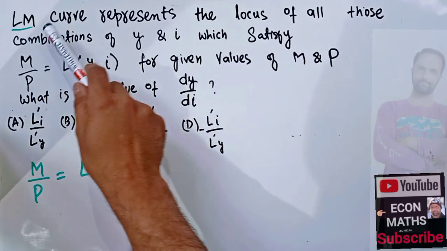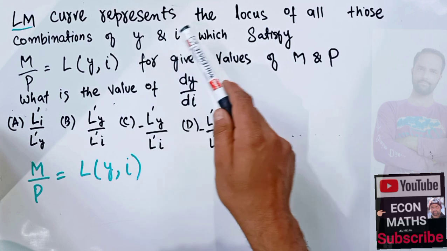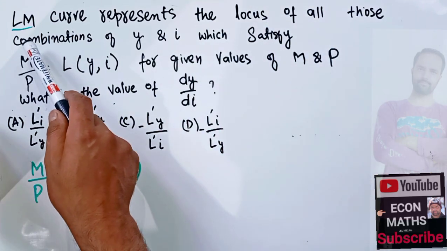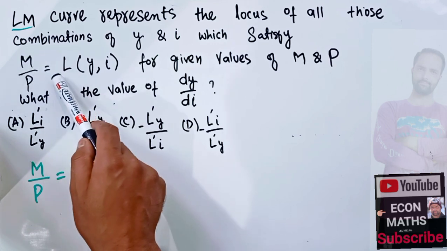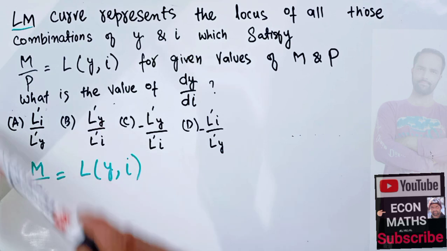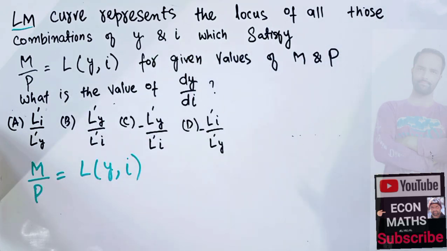The question is, the LM curve represents the locus of all those combinations of income and rate of interest which satisfy this condition. That is, supply of money, that is M upon P, should be equal to demand for money, and demand for money is a function of income and interest rate. For given values of M and P, what is the value of dy upon di? That means change in income with respect to change in interest rate. We need to find this out. Options are being given, and we need to find the correct option.